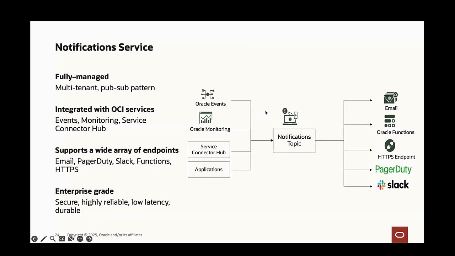And so how this works is you would first create a notification topic. So you really just give it a name. And then from there, you can add your different subscribers. And there's different channels or protocols for that. So you can see kind of a list right here. So email, functions, HTTPS, PagerDuty, Slack.